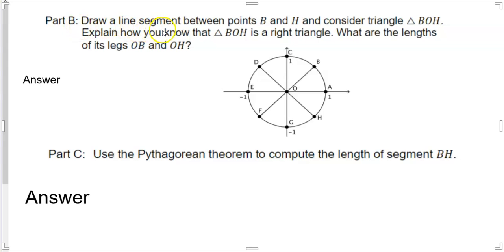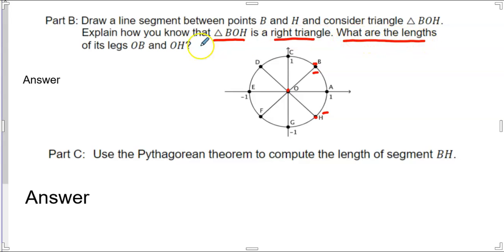Part B. Draw a line segment between points B and H, and consider triangle BOH. Explain how you know that triangle BOH is a right triangle. What are the lengths of its legs, OB and OH? Think about this, pause the video, and try to come up with an answer.